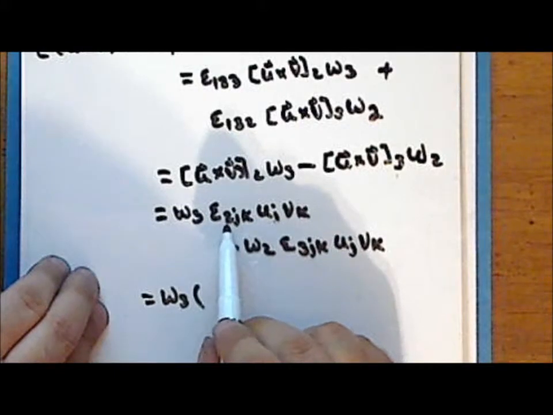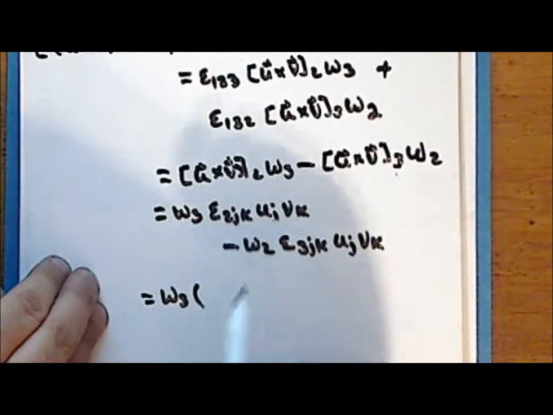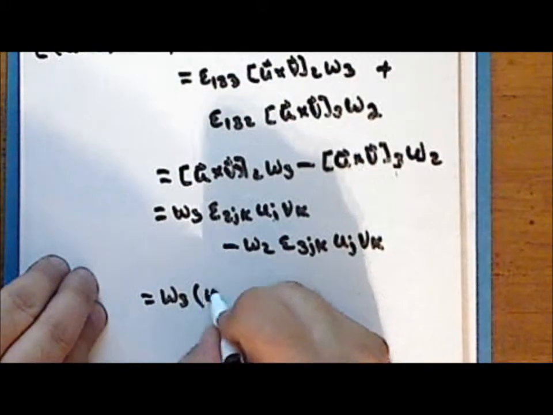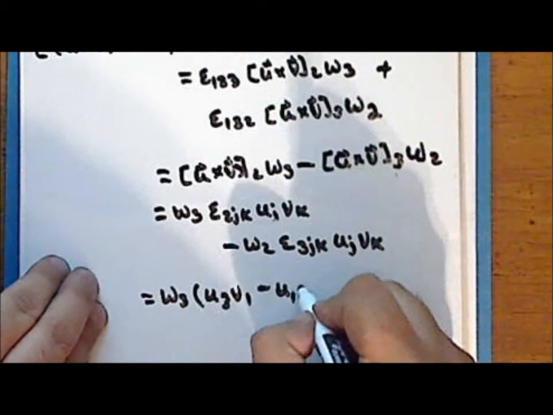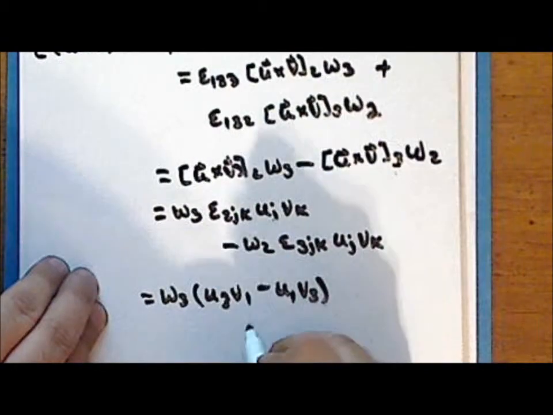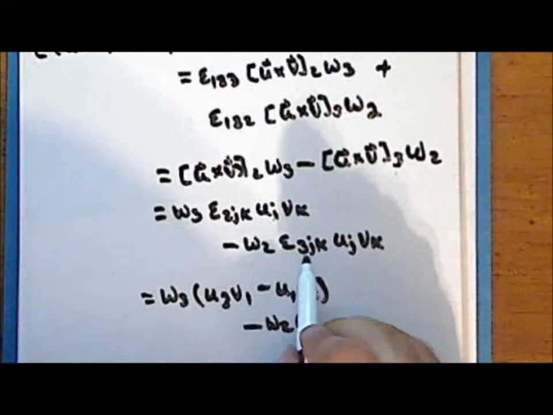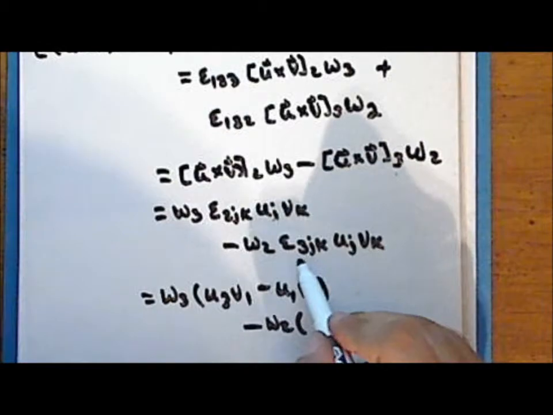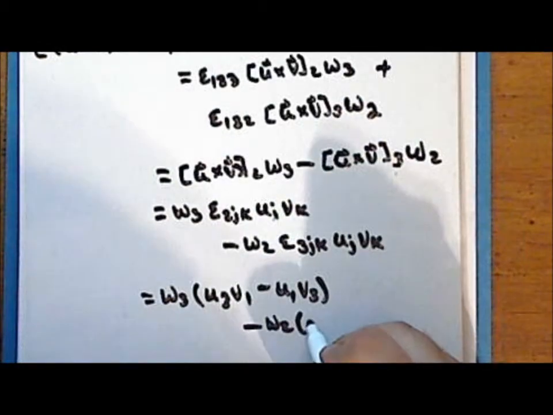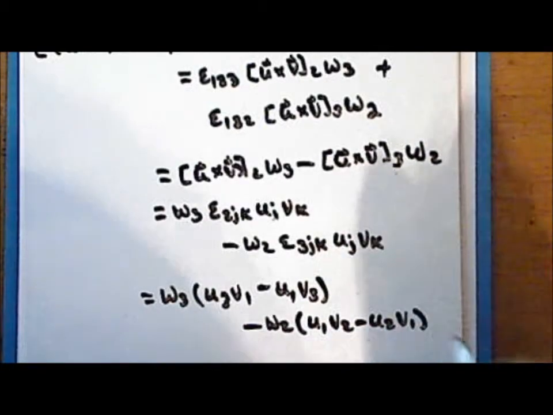The permutations with a fixed value 2 are 2, 1, 3, which is odd, and 2, 3, 1, which is even. And so we have u sub 3 v sub 1 minus u sub 1 v sub 3, minus w sub 2 times the difference, where with a fixed value of 3, the permutations are 3, 1, 2, which is even, and 3, 2, 1, which is odd. And so we have u sub 1 v sub 2 minus u sub 2 times v sub 1.